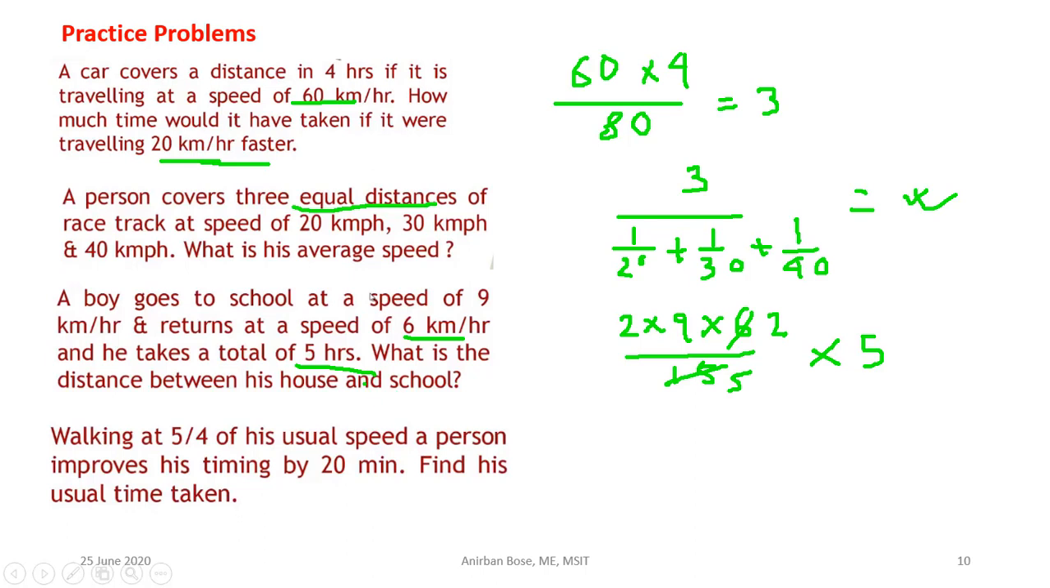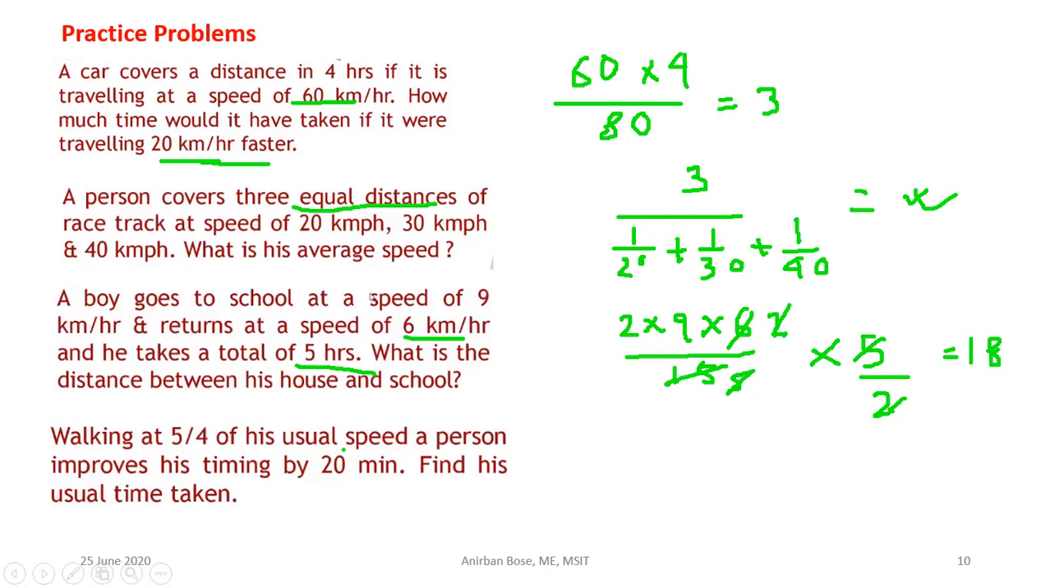So what is the distance? Remember, this distance is double the distance from his house to the school, because he is going and returning. So the question is, what is the distance between his house and the school? That will be this distance divided by 2. So this 2 will cancel, 5 will cancel, and the answer will be 2 into 9, that is 18.